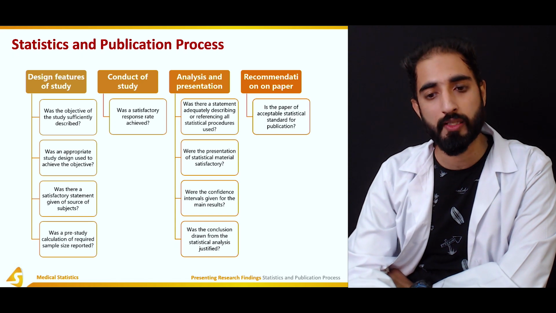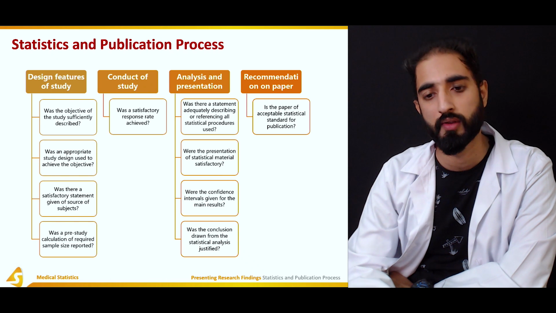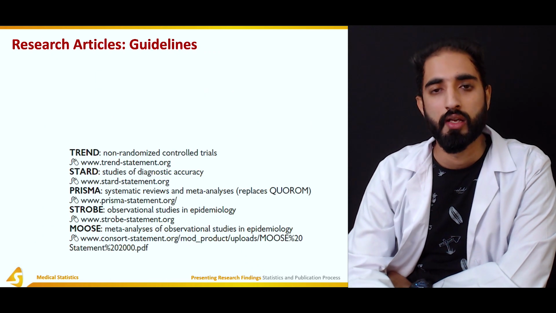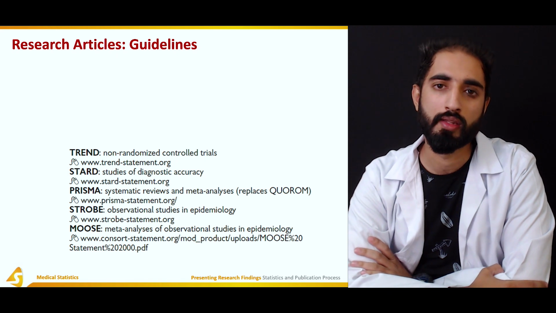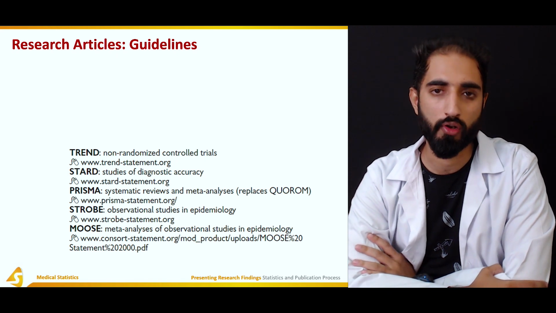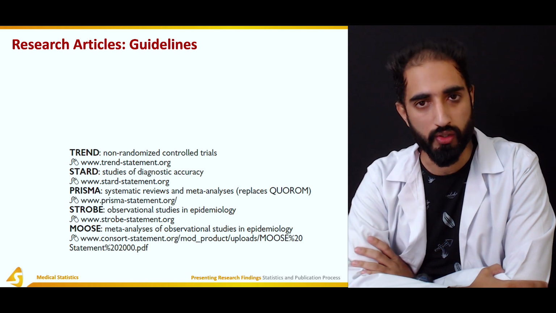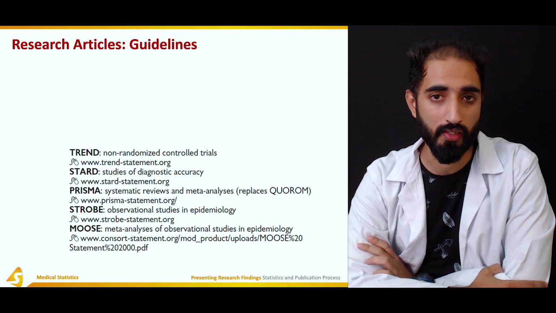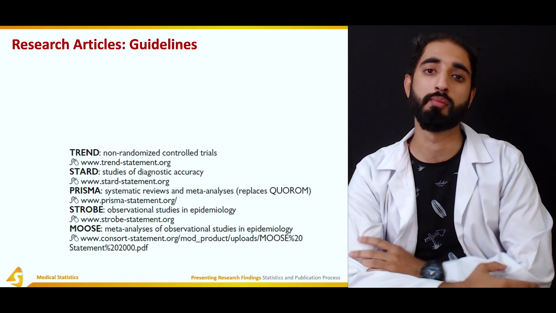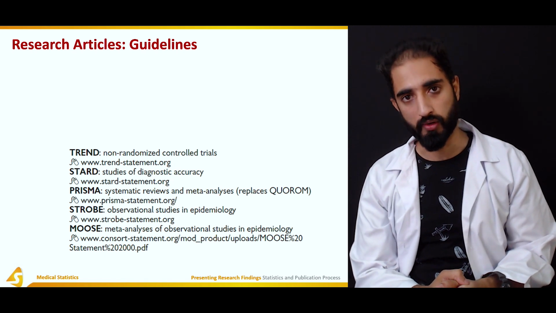Recommendation on paper. Is the paper of acceptable statistical standard for publication? So in order to make a better manuscript, there are helpful documents available online for free that you can use to make your manuscript better suited for that specific study design and to get better chances of your study being published in a good reputable journal.